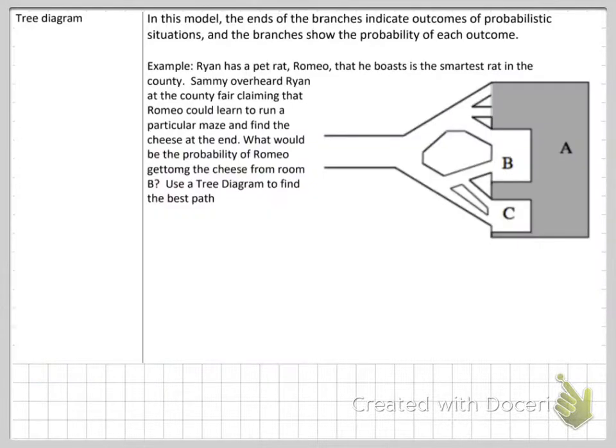So what we have here is the idea of a tree diagram. It's just another way to represent some things. Again, it's nice because it allows you to do more than what the area model would do. So here we have an example. So go ahead and read this example to yourself, and then we'll go ahead and start playing around with this problem.